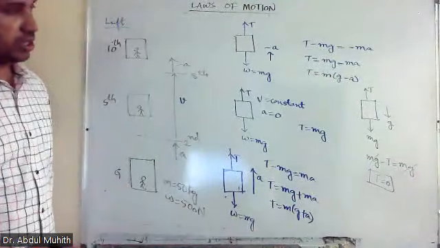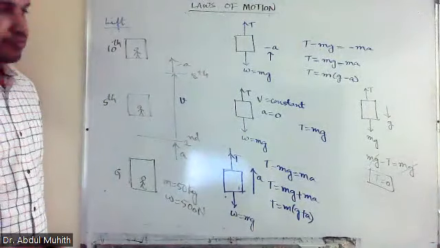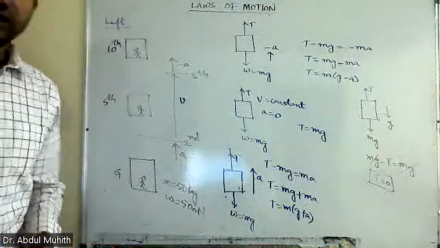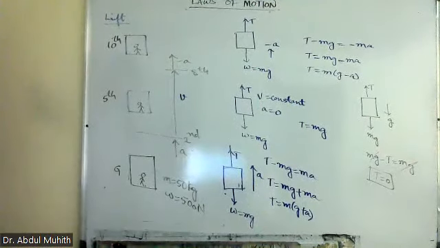mg minus T is equal to ma. So that means the person will feel a free fall. Okay, clear? Copy this one, then we'll go ahead.